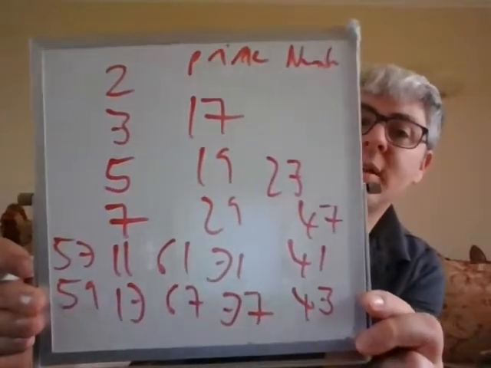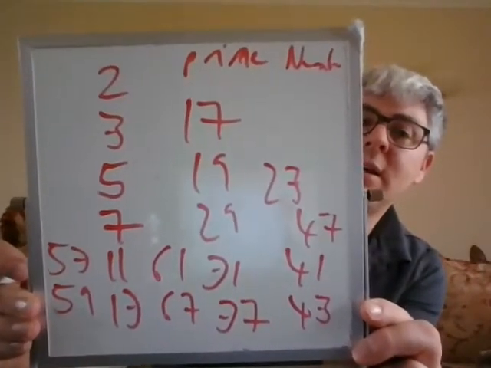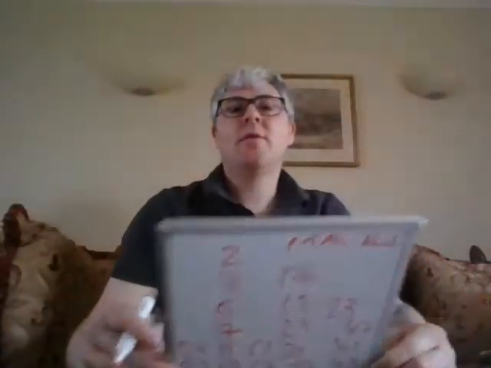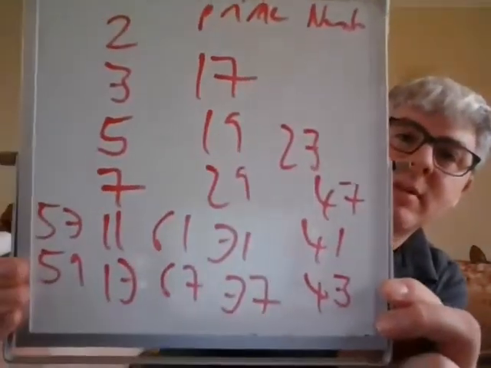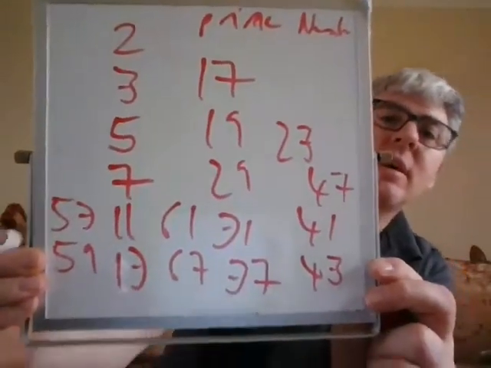27: 9 and 3 go into 27. 33: 11 and 3 go into 33. 36: 12 and 3 go into 36, and 6 and 6 go into 36 because 6 6s are 36. And 39 is not a prime number because 3 and 13 go into 39. I'm giving you examples of what aren't prime numbers here, and these are prime numbers.